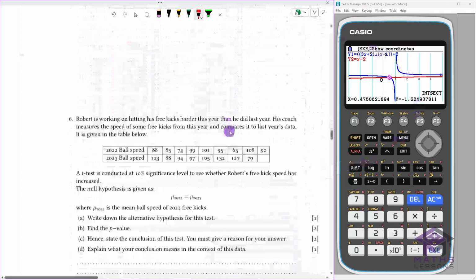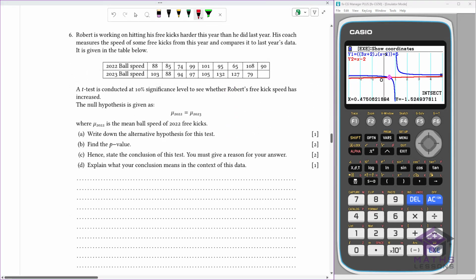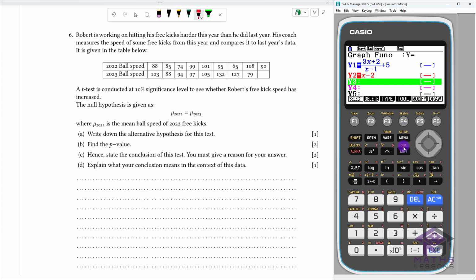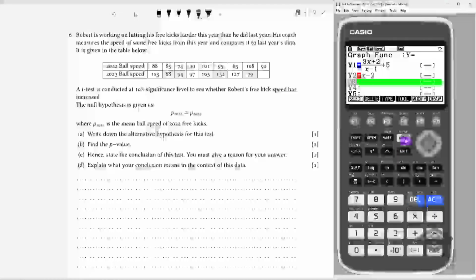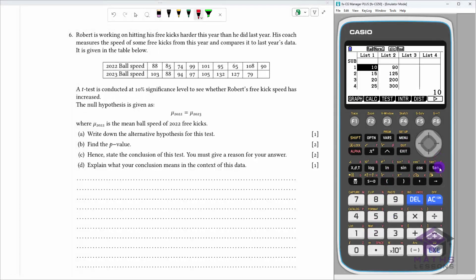Right, that was probably the hardest question on the paper. Moving on to question 6. There's another one we just type straight into our calculator. Just exit from here. Menu 2, and let's type these in: 88, 85, 74, and there's a few settings you've got to remember when doing this t-test.